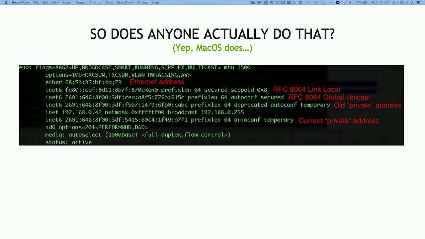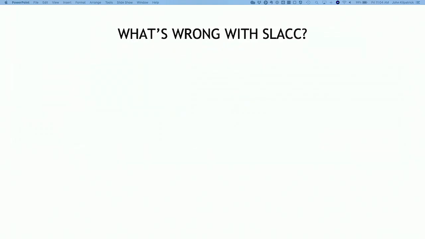So we've got everything. I've got a link local address that's secured. That's what the secured means. That snuck in sometime around Mojave. I've got a global unicast address that's a private address that's already deprecated. I've got one that's active, and I've got a secure global unicast address that's probably in use. So that's awesome, right? I mean, that's pretty cool.